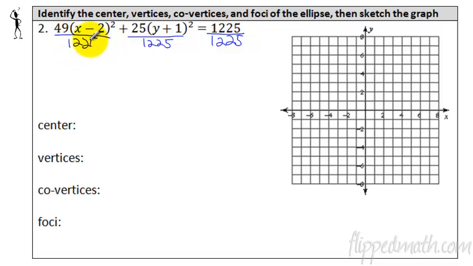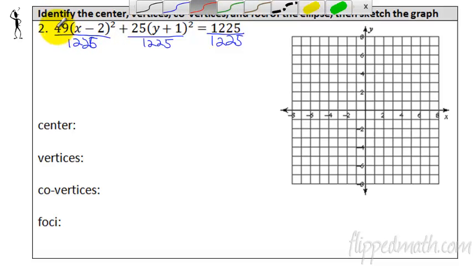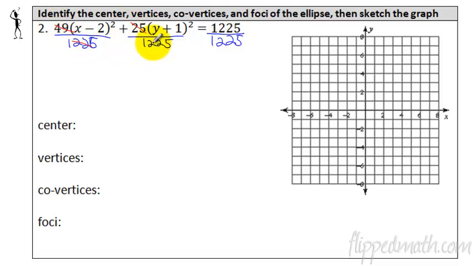Now, the problems I'm giving you are pretty nice cookie cutter problems. These are always going to reduce nice and neat. Okay, those things are reducing. This thing's going to reduce.